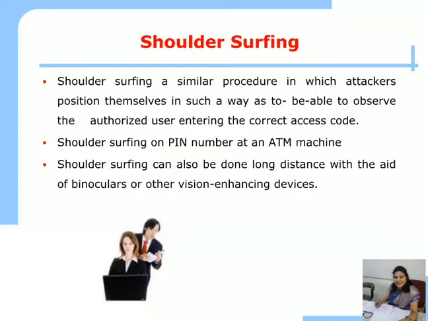So shoulder surfing is a similar process in which attackers position themselves in such a way as to be able to observe the authorized user entering the correct access code. Shoulder surfing on the PIN number at an ATM machine is an example. Shoulder surfing can also be done from a long distance with the aid of binoculars or other vision enhancing devices.